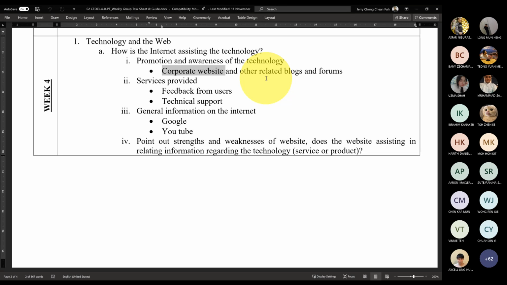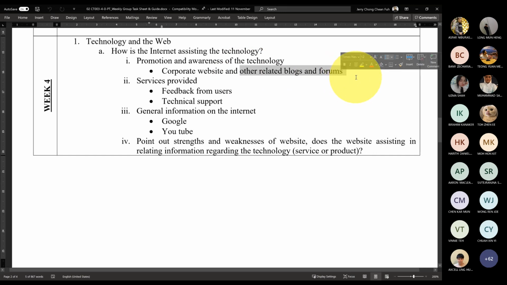So that's why you need to evaluate that. But don't just stop at the corporate website. You also need to go on to other related blogs and forums or anywhere else that is basically used in terms of the platform to talk about the technology.